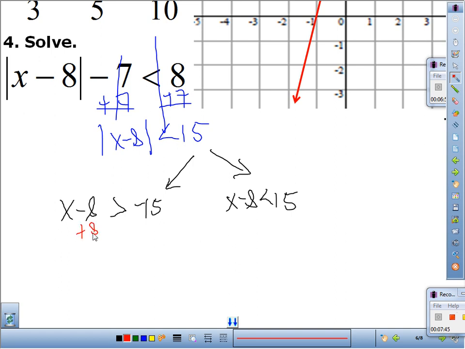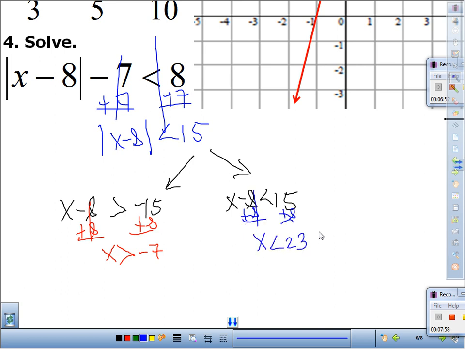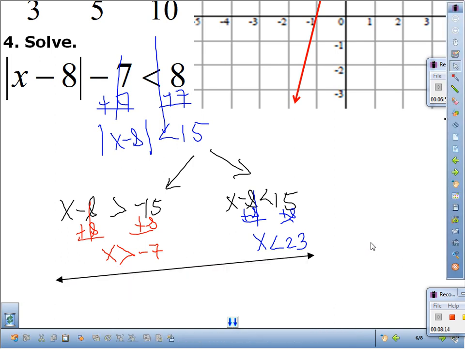So at 8, at 8, we end up with x greater than negative 7. And for this one, at 8, at 8, x is less than 23. So let me graph this before I write my solution set, because I want to know if it's an "and" or an "or". So let's see.